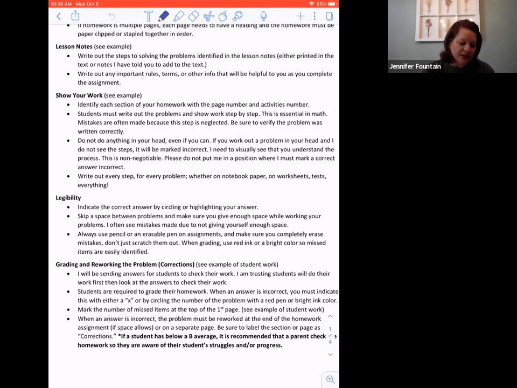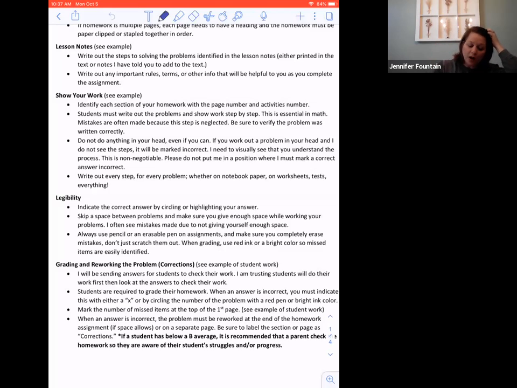Legibility. Indicate the correct answer by either circling or highlighting your answer once you have finished working the problem. To me, it's easier just to circle it and move on because I don't want to take the time to grab another pen or a highlighter. In the sample work that I have included, the student highlighted their answers. It is totally up to you how you want to do it. You can highlight it, you can circle it, whatever you want to do, just so I can look at the problem, see its layout, and see the answer immediately.